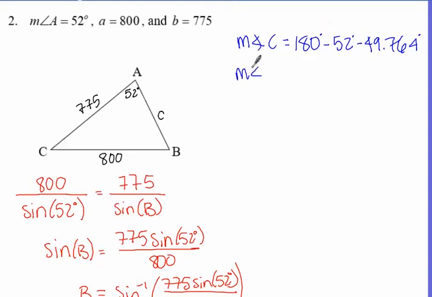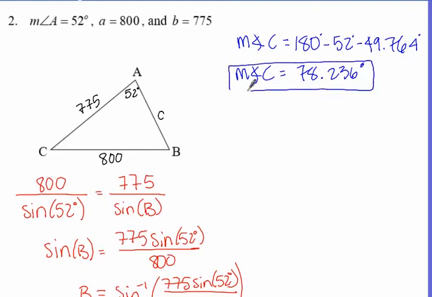And we get that the measure of angle C is 78.236 degrees. If this is the case, then we can find side C.